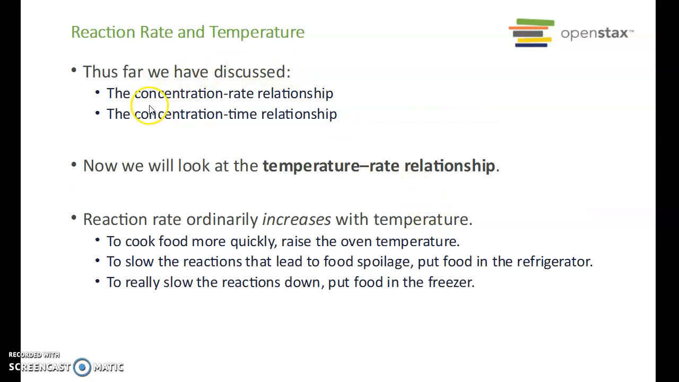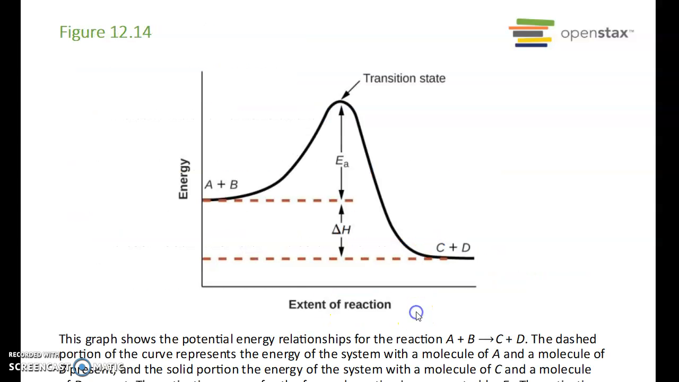So we've talked about the concentration rate dependence and the concentration time relationship. Now we need to look at the temperature rate relationship. Reaction rate ordinarily increases with temperature. To cook food more quickly, you raise the oven temperature. To slow the reactions that lead to food spoilage, you put it in the refrigerator, or to really slow it down, you put it in the freezer.